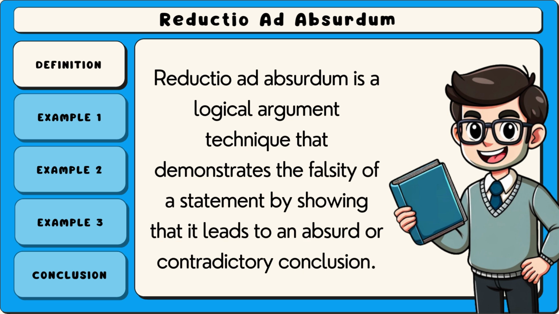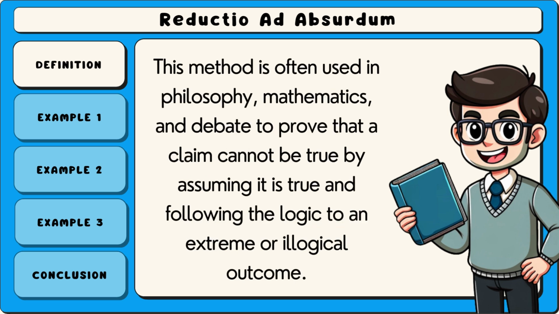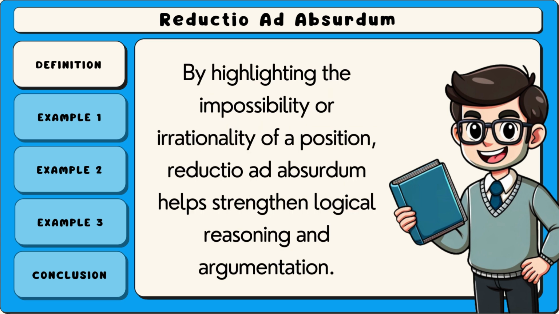Reductio ad absurdum is a logical argument technique that demonstrates the falsity of a statement by showing that it leads to an absurd or contradictory conclusion. This method is often used in philosophy, mathematics, and debate to prove that a claim cannot be true by assuming it is true and following the logic to an extreme or illogical outcome. By highlighting the impossibility or irrationality of a position, reductio ad absurdum helps strengthen logical reasoning and argumentation.